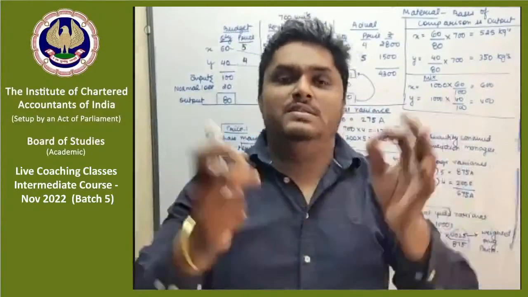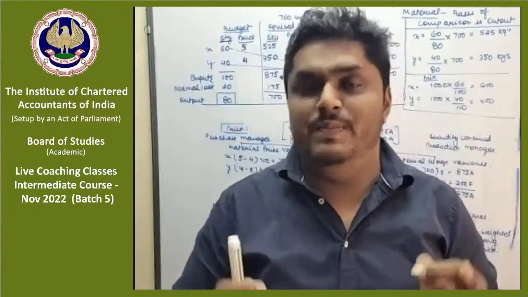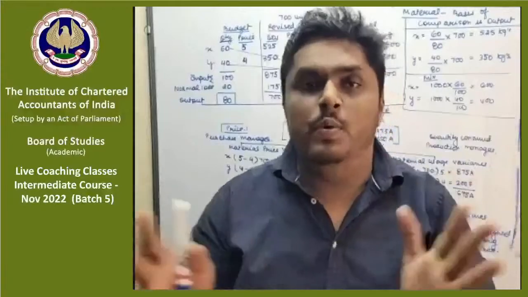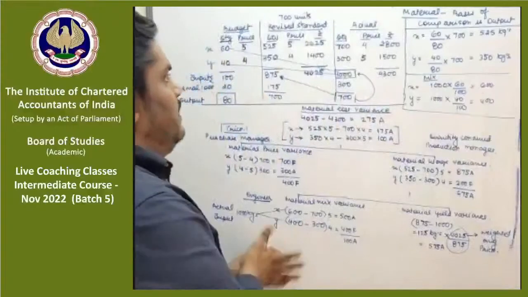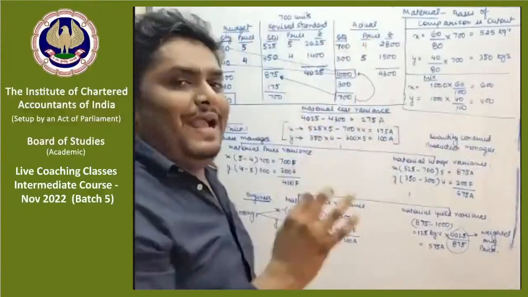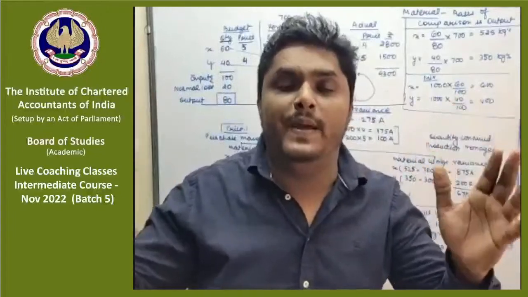So guys, let's take a quick recap of what we have discussed till now. Very simple, guys. Please listen to me. No need to post any queries. Just focus on what I am saying. Very simple, guys. This was the budget. These were the actual figures. The budget and actual figures were not comparable. Why?